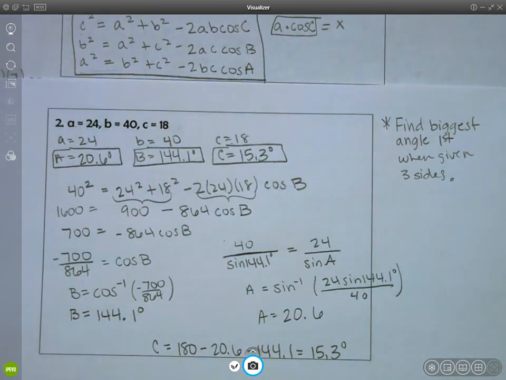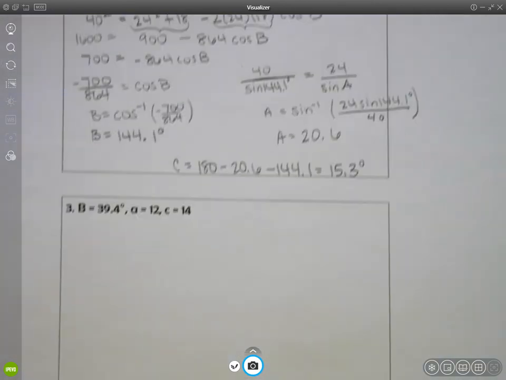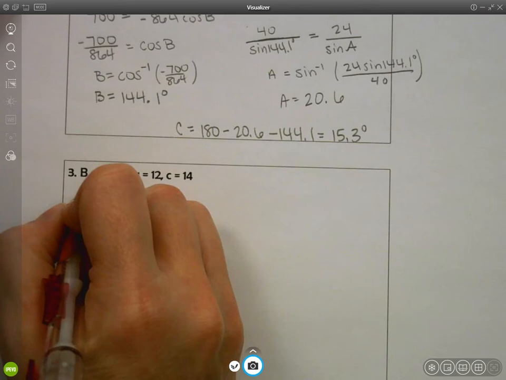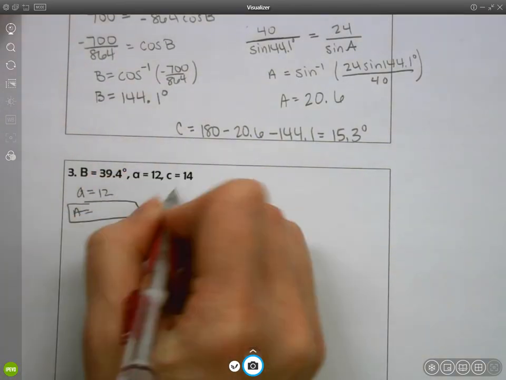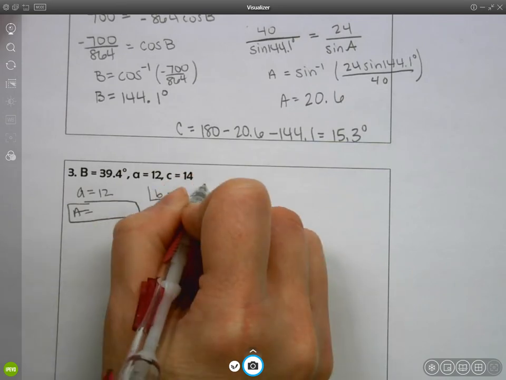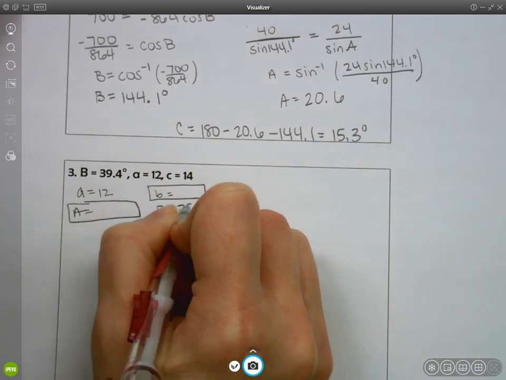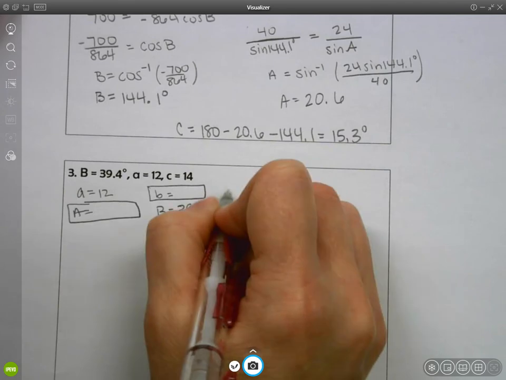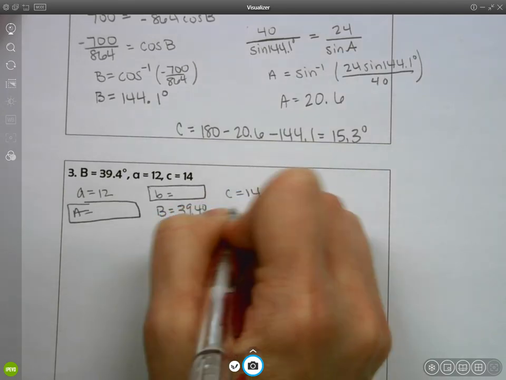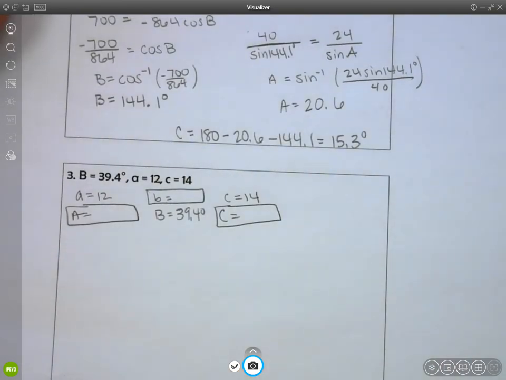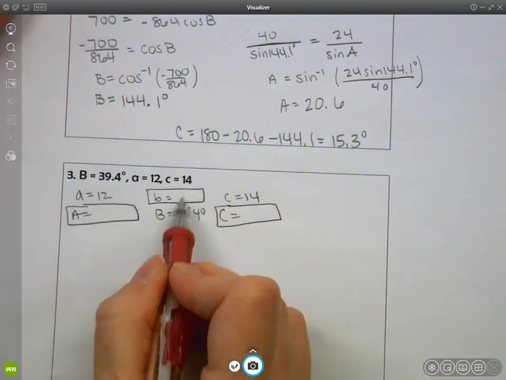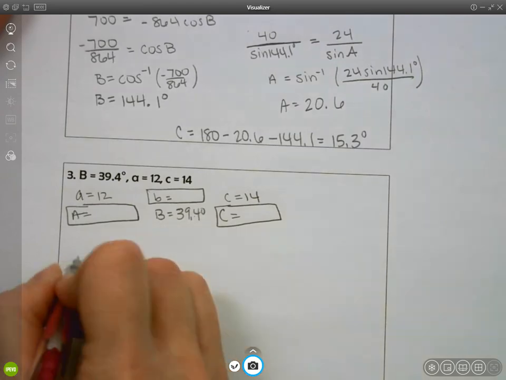Okay, so the next one I think you'll be able to handle on your own, so pause and try it, and then see how you did. All right, so we know A, but not angle A. We don't know side B, but we know angle B. We do know side C, but not angle C. All right, so this one is set up where we can use law of cosines to find B.